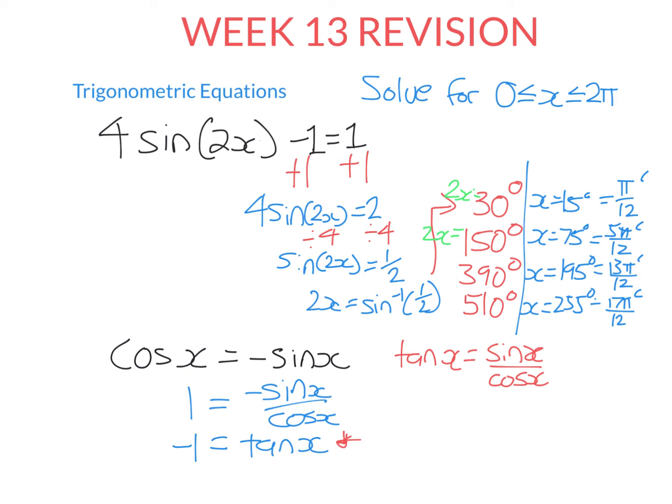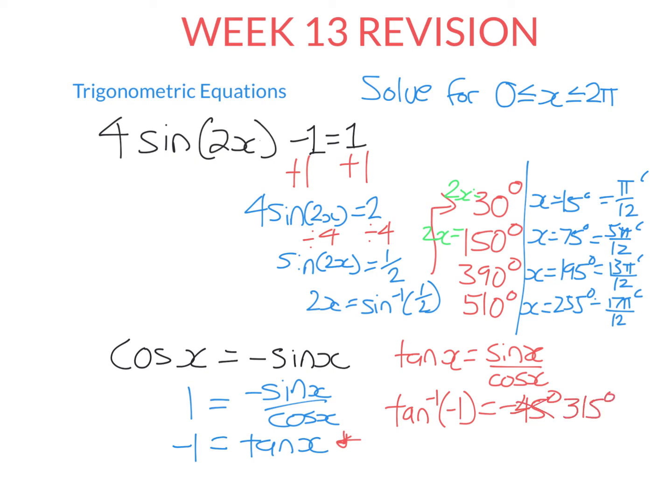If I put in my calculator tan inverse of -1 and I'm in degrees, it will give me -45 degrees. So that is a solution to this equation, but it's outside the range that we wanted. So how can I find the solution? Well, you can add 360 degrees to this solution, and I get 315 degrees, which is within this range here.